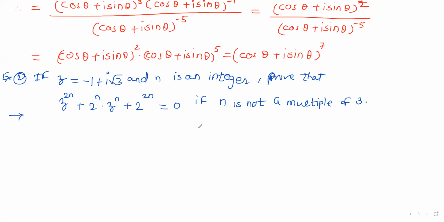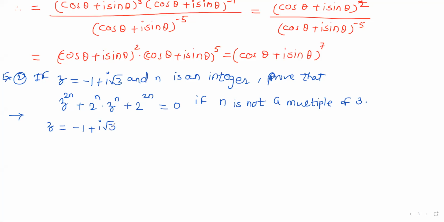The next question is, if z is equal to -1 plus i root 3 and n is an integer, then prove that z raised to 2n plus 2 raised to n into z raised to n plus 2 raised to 2n is equal to 0 if n is not a multiple of 3, right? So first of all, it is given that z is nothing but -1 plus i into root 3, right?